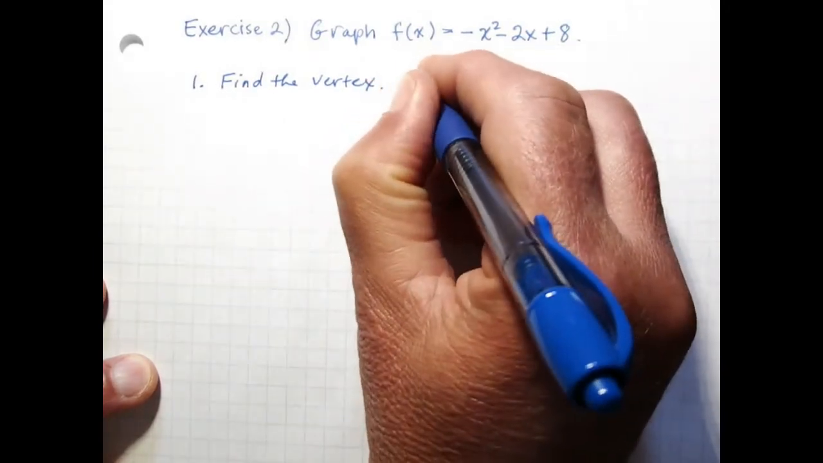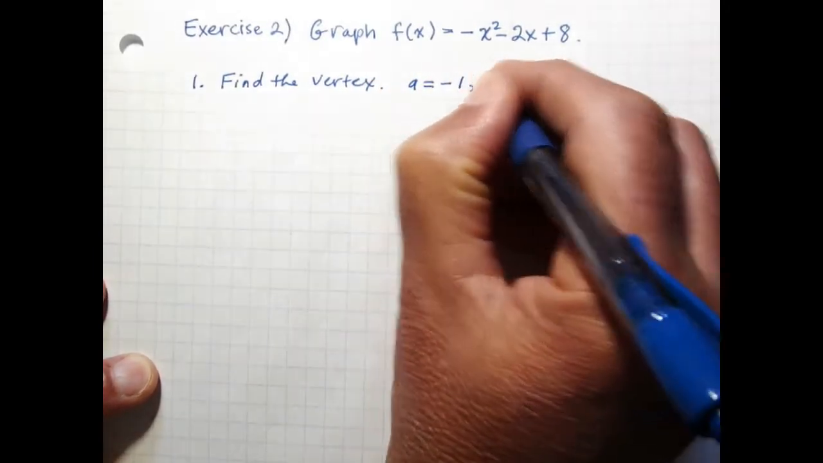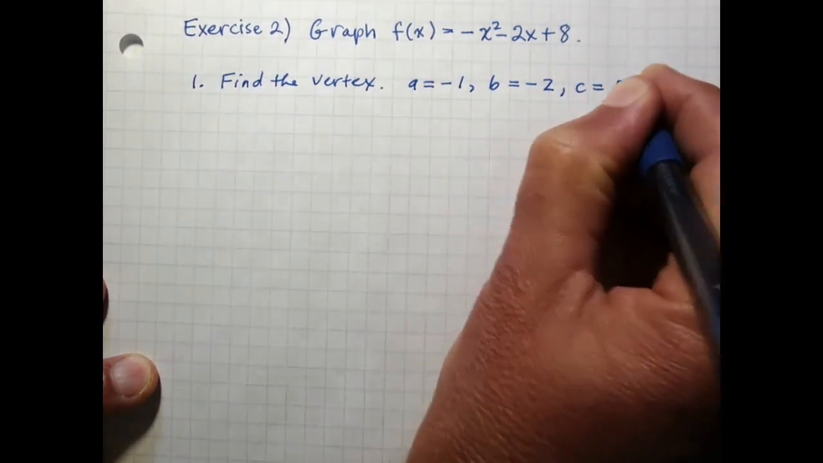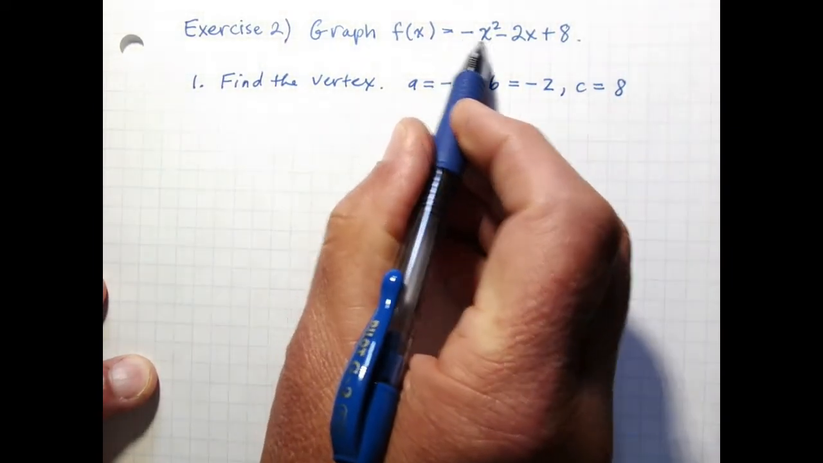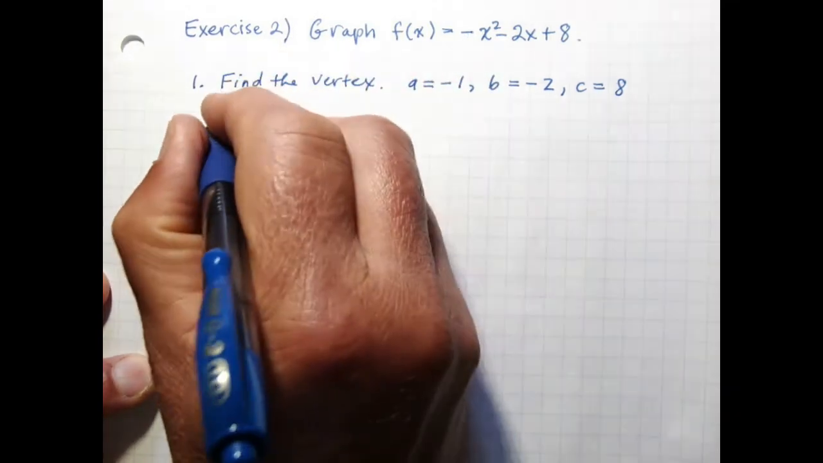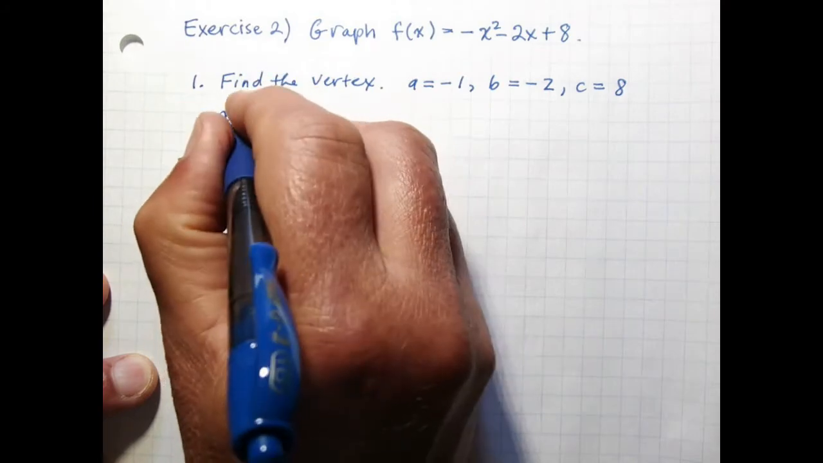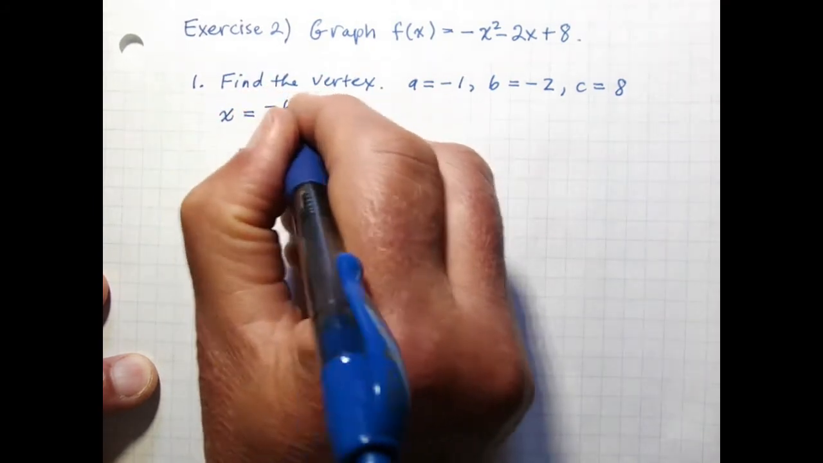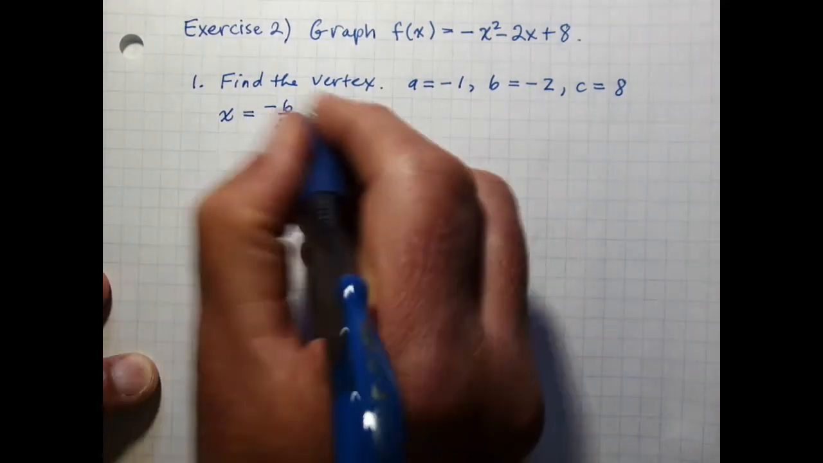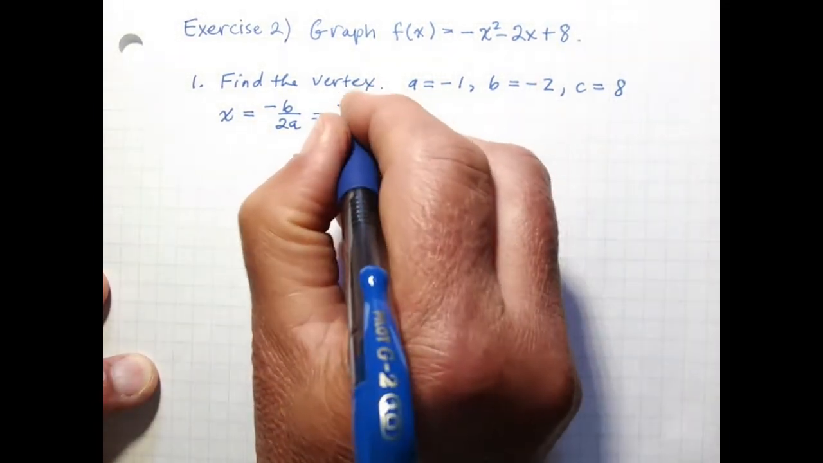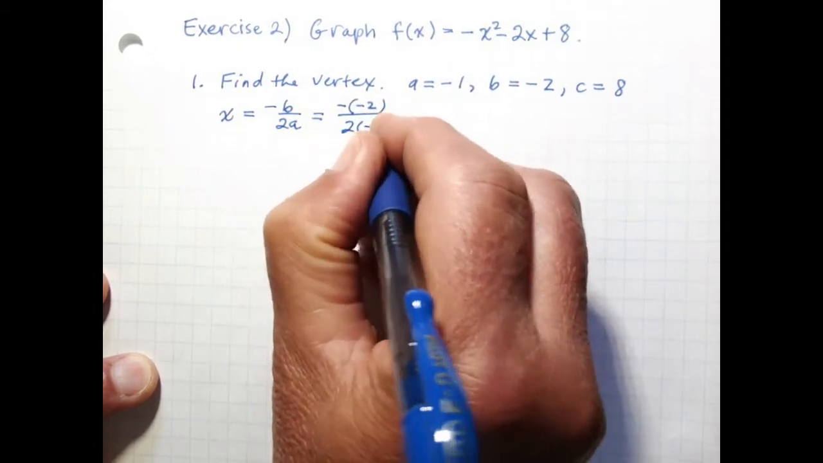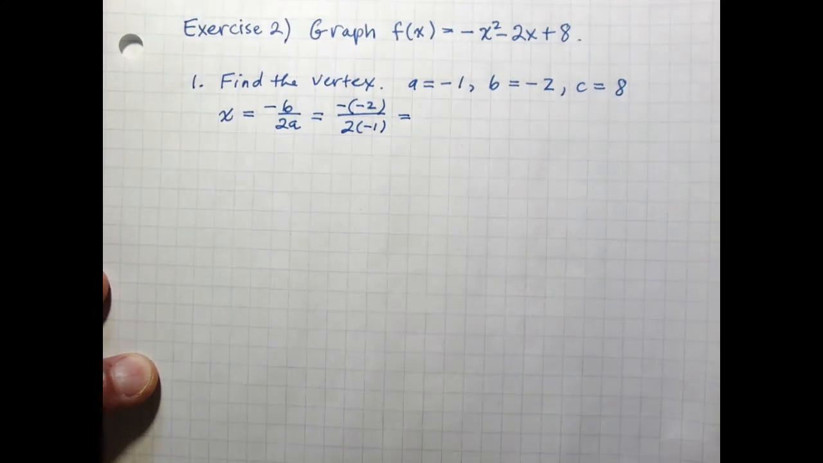So notice here a is equal to negative 1, b is negative 2, c is 8, right? That minus sign in front of the x squared is telling us that the a coefficient is negative 1. The x-coordinate of the vertex is given by negative b over 2a. That's our formula for the x-coordinate of the vertex. That's negative negative 2 over 2 times negative 1. Got a lot of minus signs here.